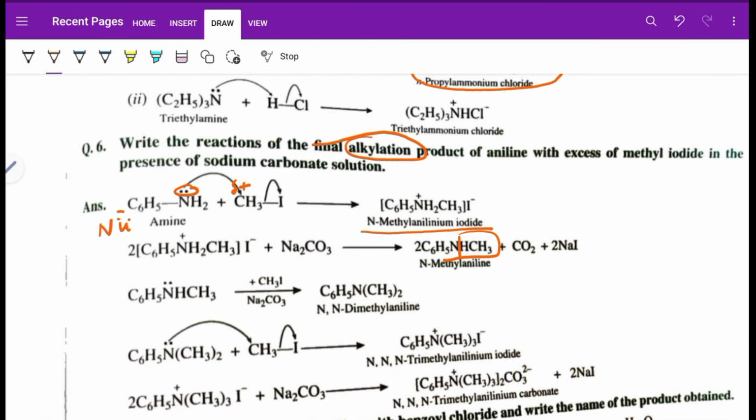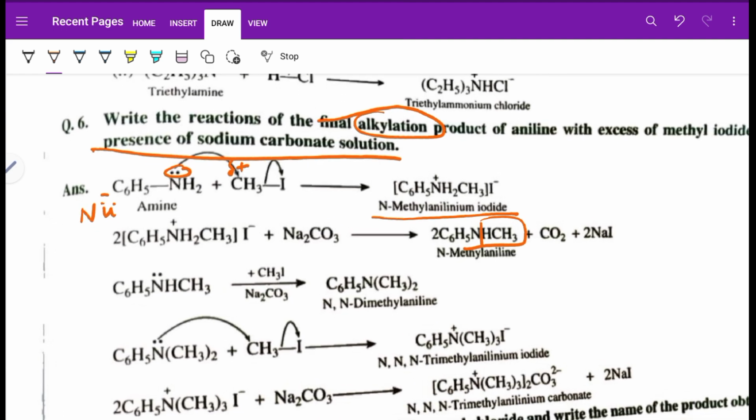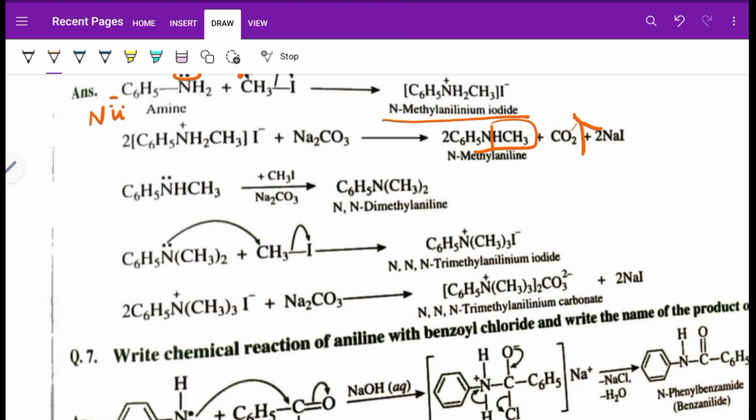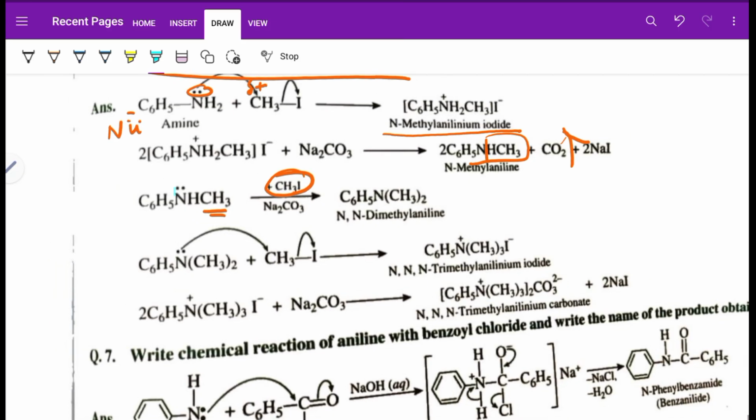Because the question is what will happen in presence of sodium carbonate? So obviously this is a reaction where sodium carbonate will generate CO2 gas. Again, the same thing will happen over here. Then here a CH3I is used. Already a CH3 is there. So substituting one H, this H by another CH3, and you get CH3 whole twice. And finally with sodium carbonate, a carbonate ion is obtained.